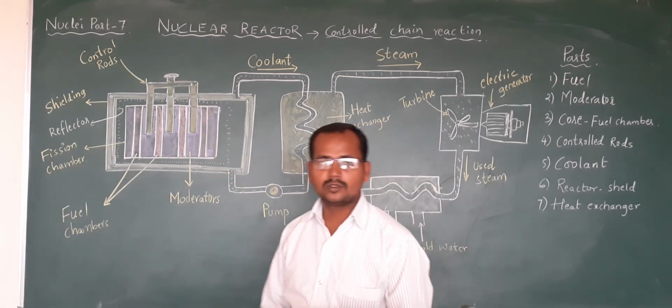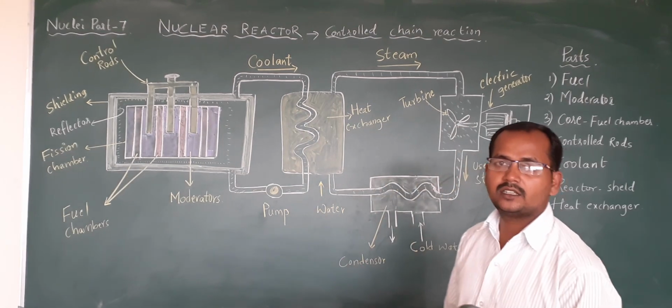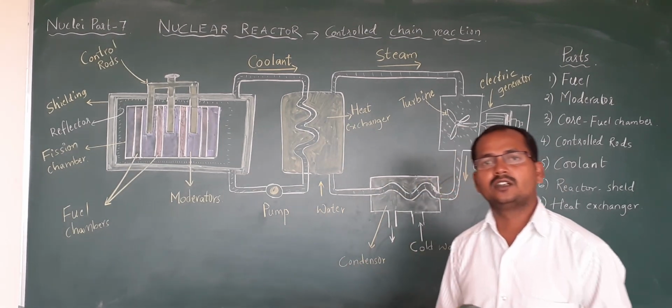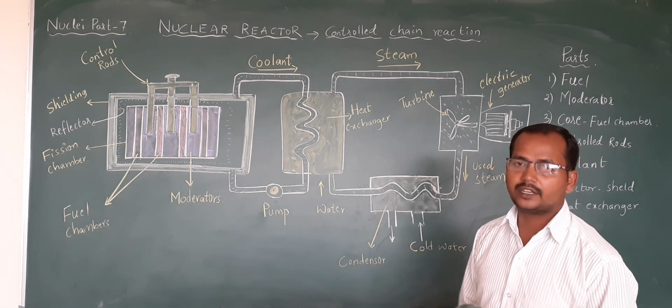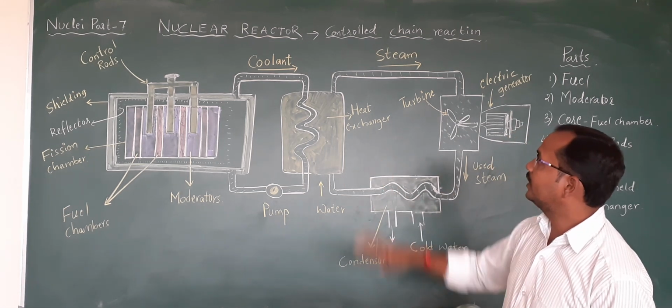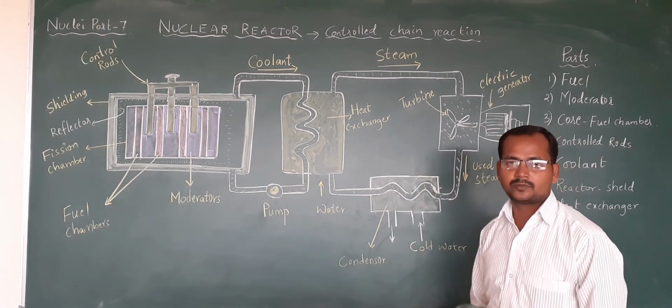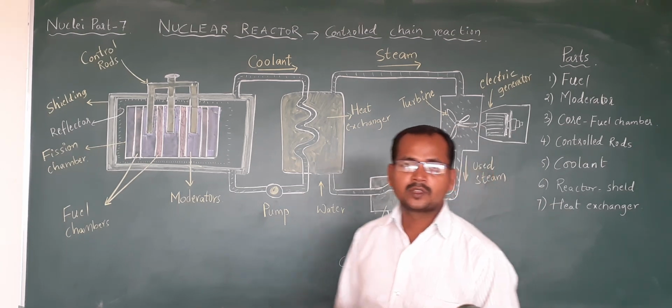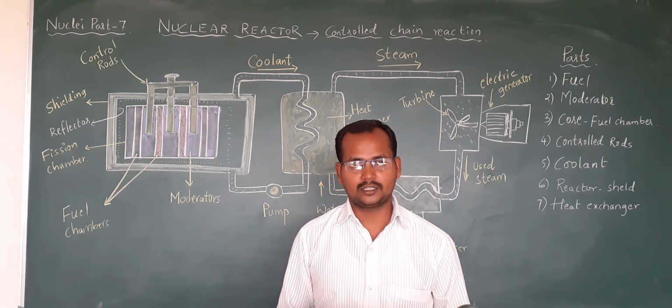Nuclear part 7. Today I am going to discuss the nuclear reactor. The nuclear reactor is one which provides nuclear energy continuously. That is called a nuclear reactor, right? The principle of the nuclear reactor is the controlled chain reaction. There are two types of reactions: controlled chain reaction and uncontrolled chain reaction.